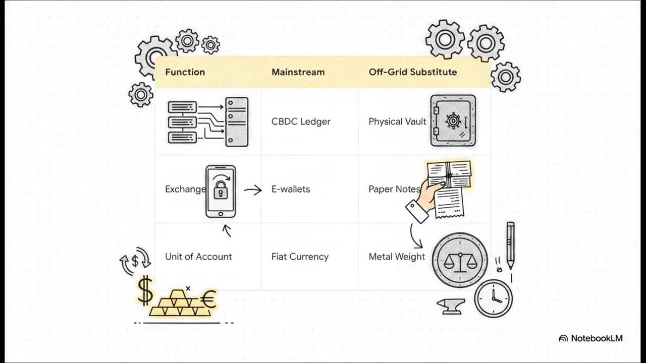Look at the drastic swaps we have to make here. We are trading sleek digital servers for heavy physical reality. Instead of a digital ledger storing your wealth, an OGFI relies on the physical custody of precious metals locked in a vault. Instead of tapping a card or an electronic wallet, your medium of exchange becomes localized paper notes and warehouse receipts. And instead of state-issued fiat money, your unit of account might actually be a specific weight of silver, or even something as localized as a measure of labor time.